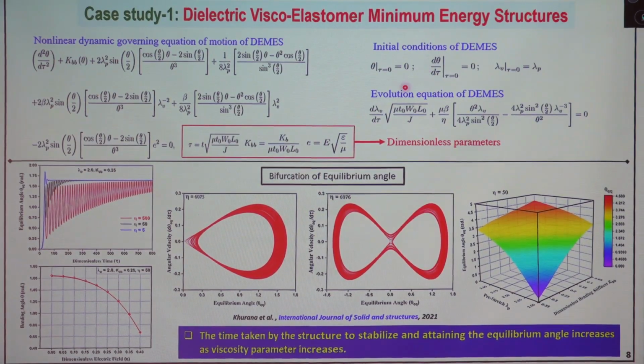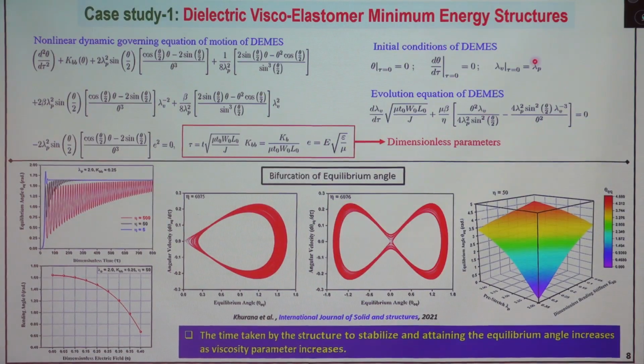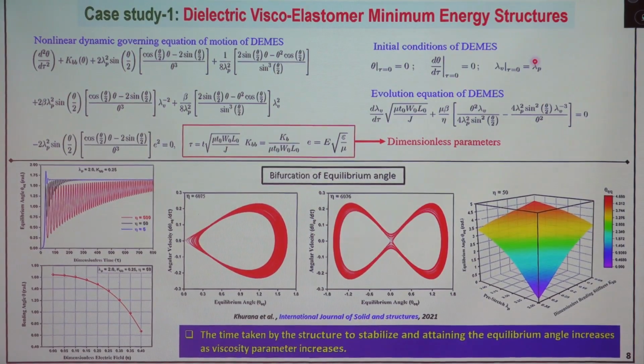And we assume that initially, you see in this equation, there is a parameter called lambda viscous. When you are considering the viscoelastic effect, there is a parameter called the internal variable, viscous stretch. So the membrane is there, you are providing a pre-stretch to the membrane, but it is viscoelastic in nature. There is an internal variable that automatically creeps in when you are considering the mathematical model. That is lambda viscous. It is an internal variable that you need to evaluate. But for the initial condition, we assume that whatever pre-stretch you are providing to the membrane will be the viscous stretch of the membrane.